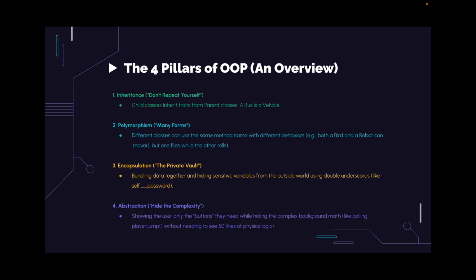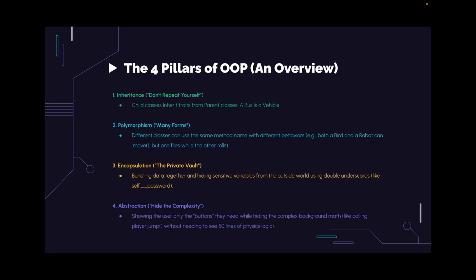from the outside world using double underscores, like self.password, self.__password. So what this would do is it would prevent the password from being changed by something else. And finally, we have abstraction, which is hiding the complexity.